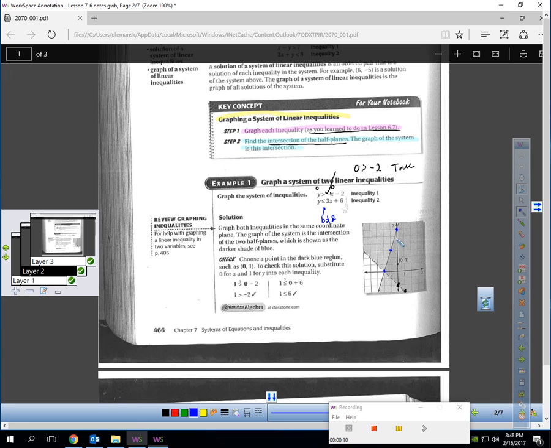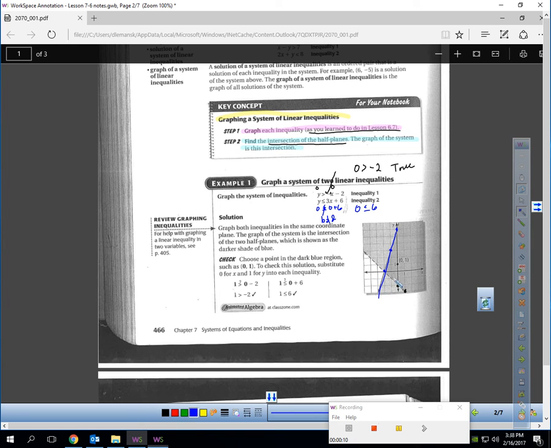Let's think about shading here. Let's try (0, 0). If I plug 0 in for y and 0 in for x, I'm going to get 0 less than or equal to 0 plus 6. That's true. 0 is less than or equal to 6. I should be shading to the right of my blue line. Let me draw this in blue. So I want to shade above the bottom line and right of the blue line.